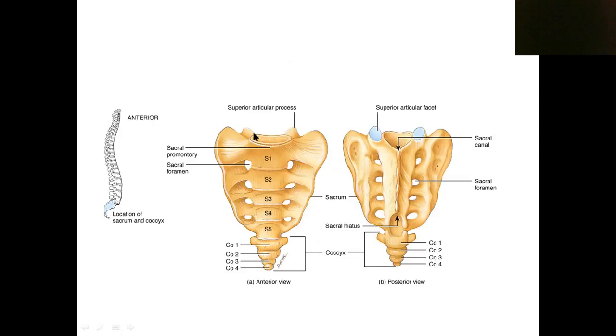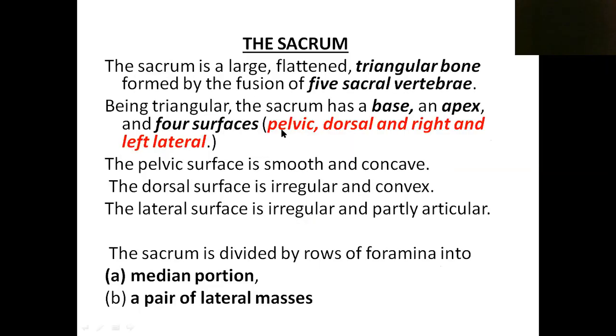It has one base and one apex. Here we can see the coccygeal vertebrae also, so don't include them up to this level. This is the sacrum. So the sacrum has one base, then one apex, then 4 surfaces. What are the 4 surfaces?